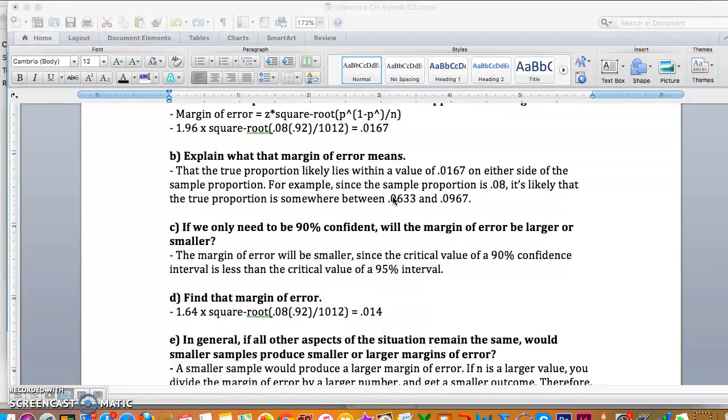Now, what a margin of error is, it basically means that the true proportion likely lies within a value of 0.0167 on either side of the sample proportion. So, since the sample proportion is 0.08, it's likely that the true proportion is somewhere between 0.0633 and 0.0967.